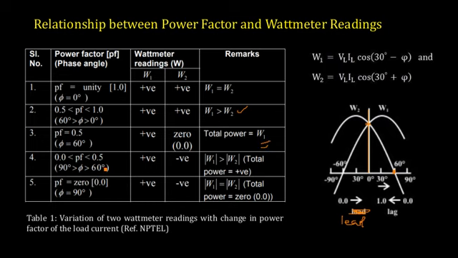Now after that, once you cross 60 degrees, between 60 and 90 degrees, what will happen? Your W2 turns out to be negative. The value will be negative from 60 up to 90 degrees, and the magnitude of W1 is greater than W2, and the total power is still positive.